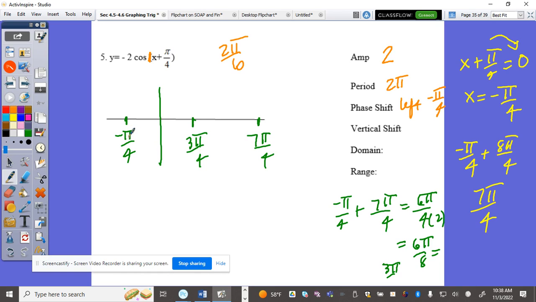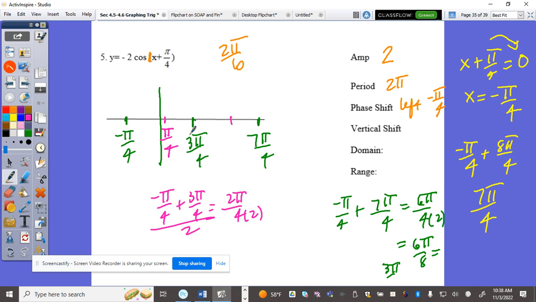And to get the middle portion of negative pi over 4 and 3 pi over 4, just add them also. Negative pi over 4 plus 3 pi over 4 gives you 2 pi over 4. But remember, you have to divide by 2, so put 2 under here. So the answer there is pi over 4.